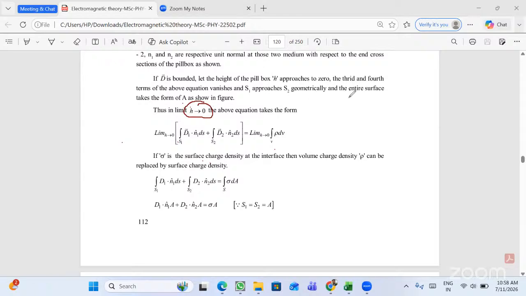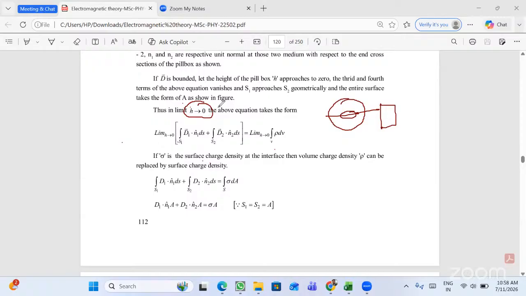Actually, it is like this. This is the surface which we have, and this is the height of the pillbox. If you observe this as compared to the surface, the h value is 0. But we have represented this much height in order to understand it. Actually, the h value is very small, so h is tending towards 0.